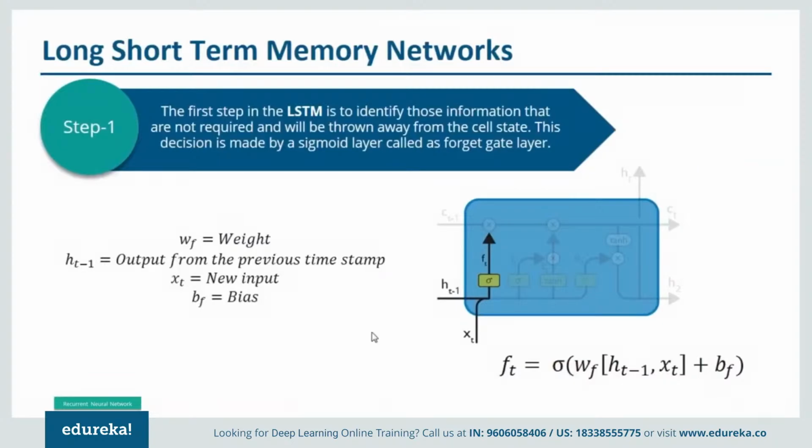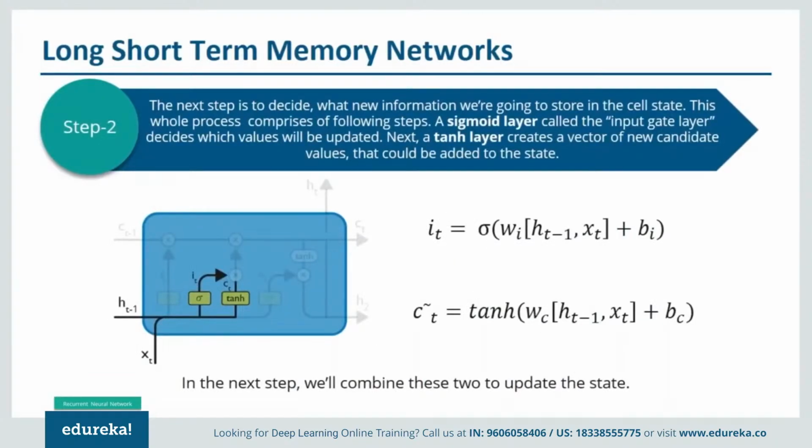Now let us see what happens in the next step. The next step is to decide what information we are going to store. In the previous step we decided what information we are going to keep, but here we decide what new information we are going to store in the cell state. This has two parts. First, a sigmoid layer, also known as the input gate layer, decides which values we'll update. Then there's also a tanh layer that creates a vector of candidate values, c bar of t, that will be added to the state later on.